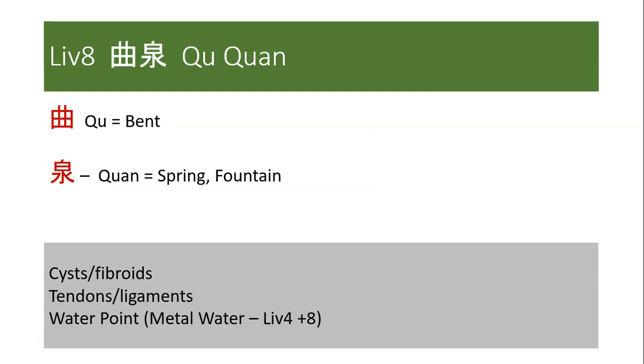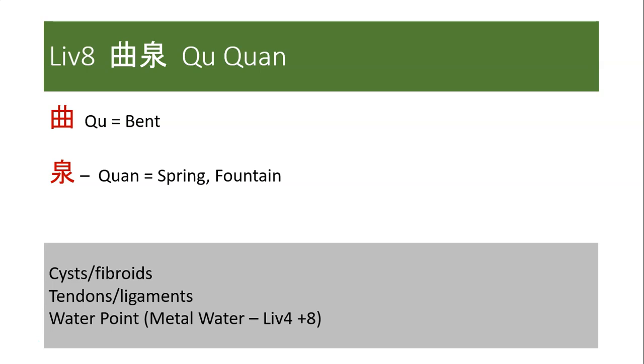And moving on to the liver channel, even though we touched it with liver 9 for a second. So liver 8, the bent spring. This is my main point for cysts and for fibroids. Anytime someone has a history of cysts or fibroids, so they may not come for that. They may have even had their uterus removed because of fibroids or something like that.